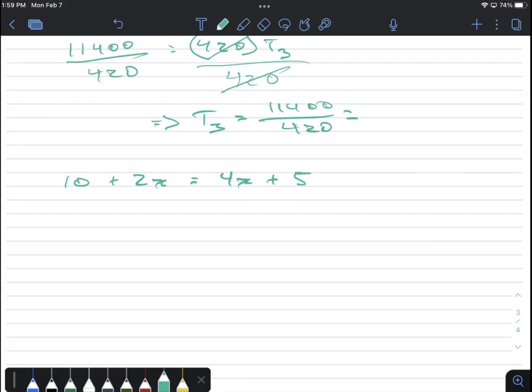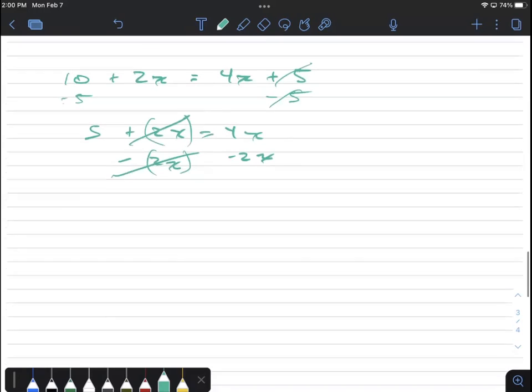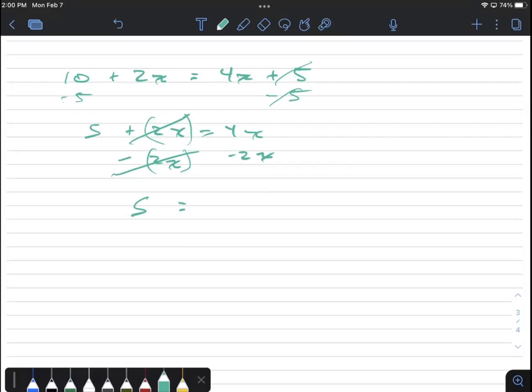Let me move the 5 over first. So if I subtract 5 over here, I subtract 5 over here, and I get 5 plus 2x equals 4x. Well, I want to get all the x's on one side. So this is 2x, and I'm adding 2x. So to cancel that out, I subtract 2x. So if I'm adding 2x and I subtract 2x, those things cancel out completely. But because I did it on the left, I have to do it on the right as well. And so now I have 5 on the left, and I have 4x minus 2x is 2x on the right.